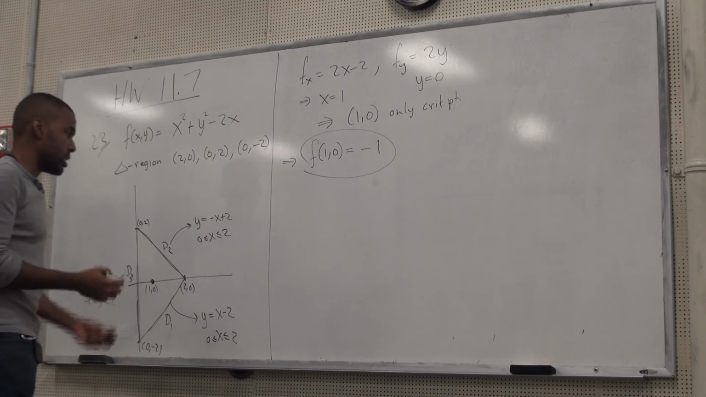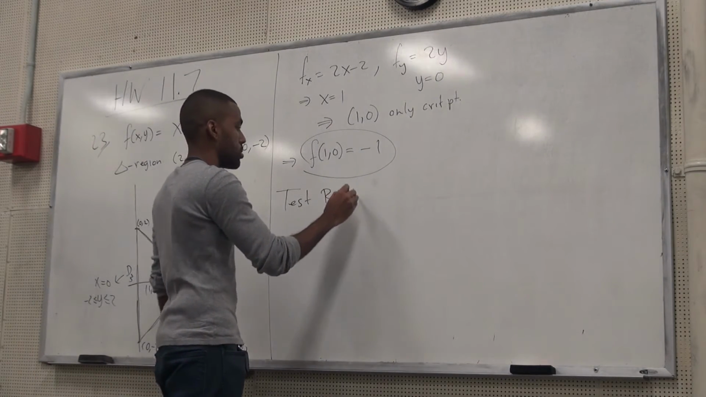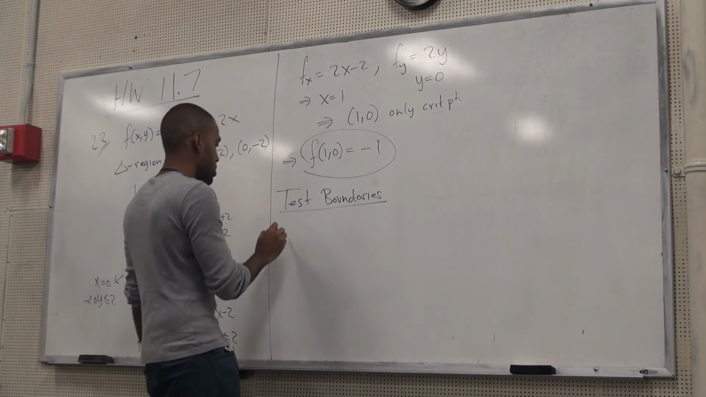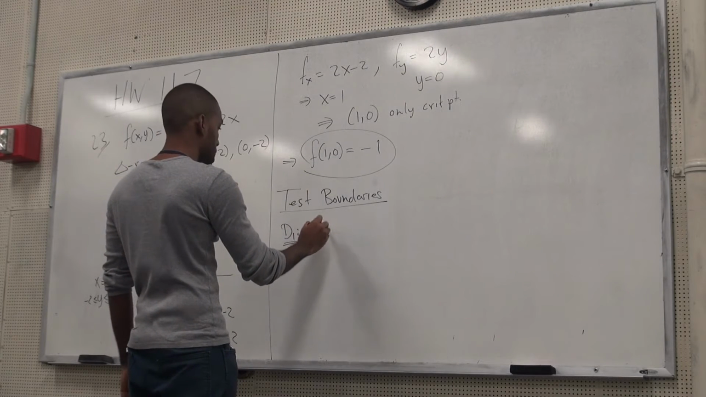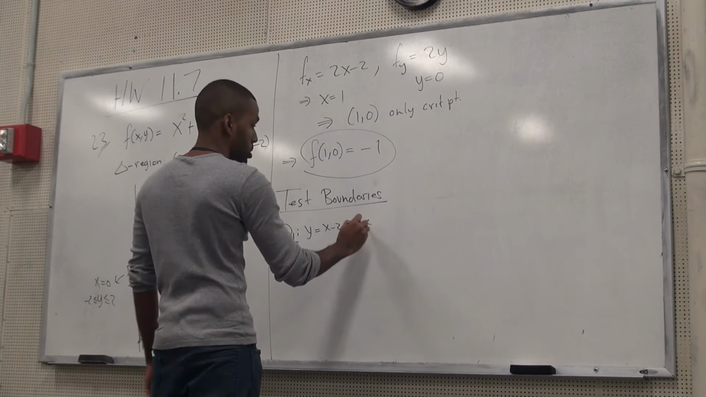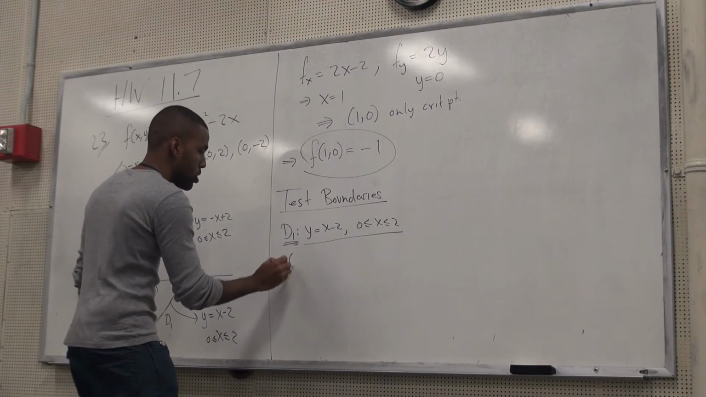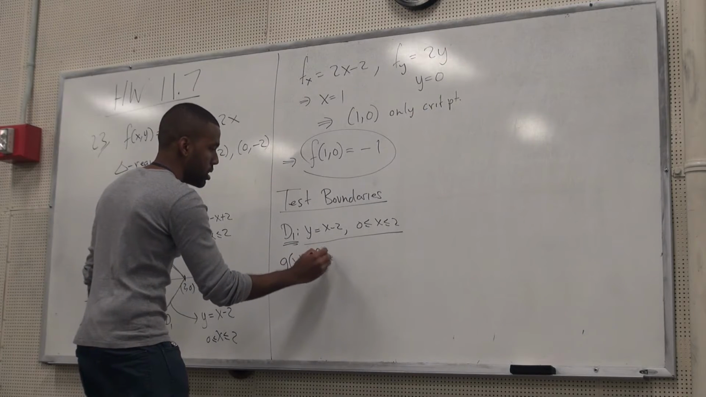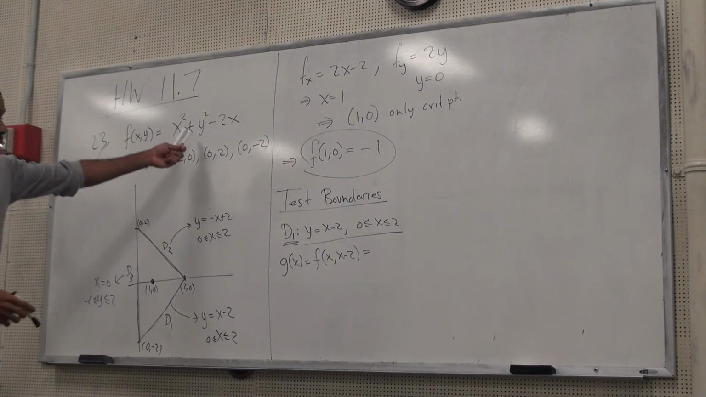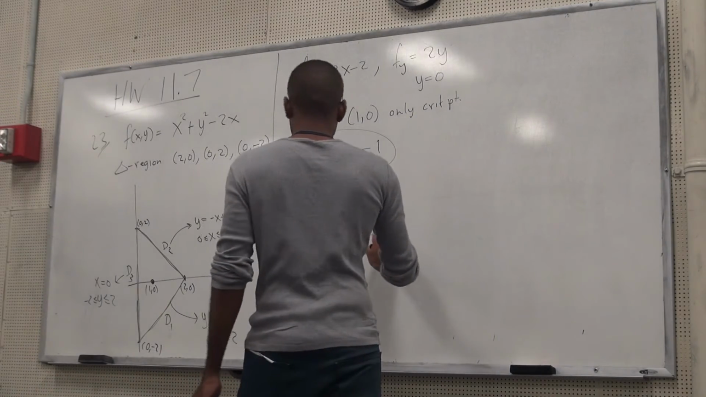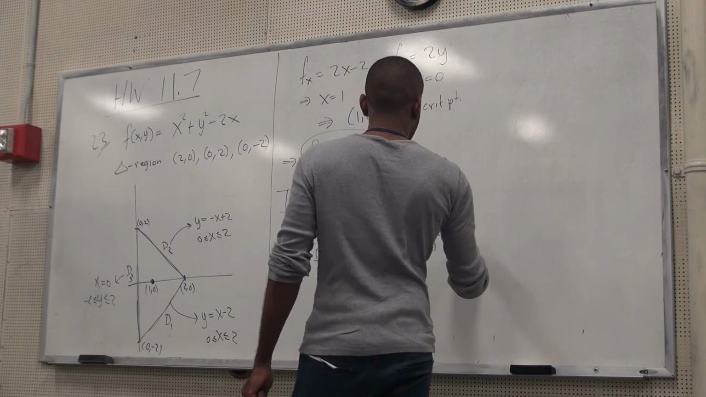Now I'm going to move on to testing the boundaries. Now if I look at D1, and I know what D1 is. D1 is y equals x minus 2, where my x is ranging from 0 to 2. And so now I'm going to create a new function, g of x, which is defined as f of x comma x minus 2. So I'm going to replace all my y's with x minus 2's. So I'm going to have x squared plus (x minus 2) squared minus 2x.